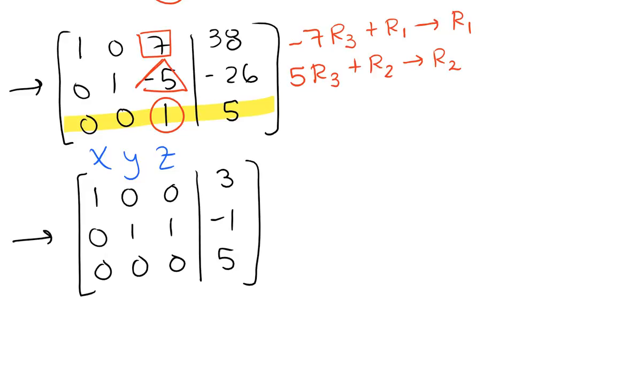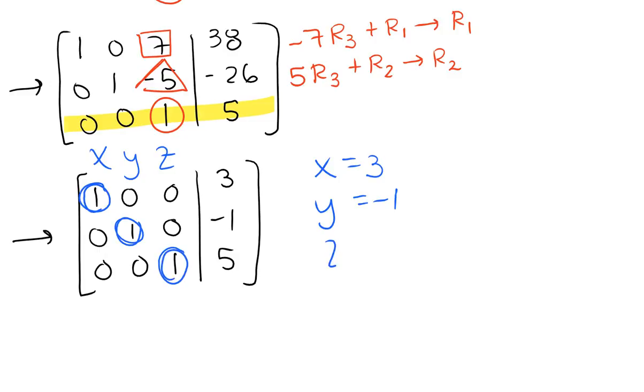So we can say that since this is the first column, right, and there are no other entries in the first column, x is equal to 3. The next one is in the second column, and so y is equal to negative 1. And finally, these ones were written backwards. We should be diagonal, 0, 1. There we go. Finally, in the third position, we have a 1, and so we get z is equal to 5.